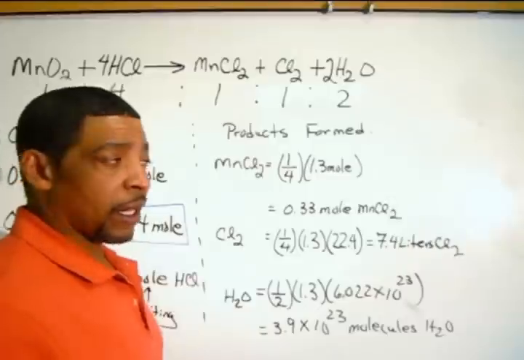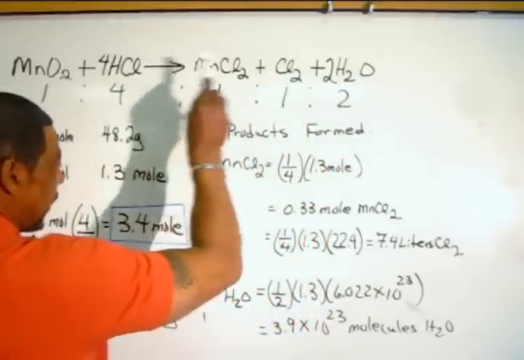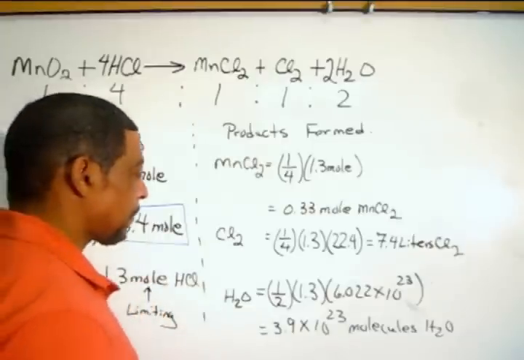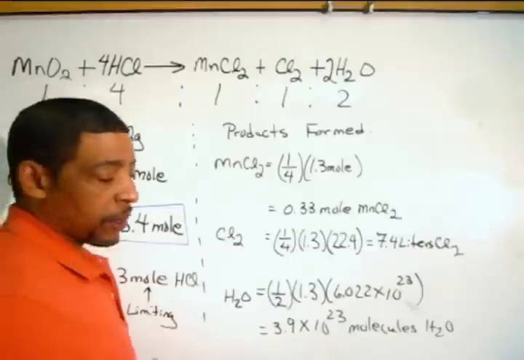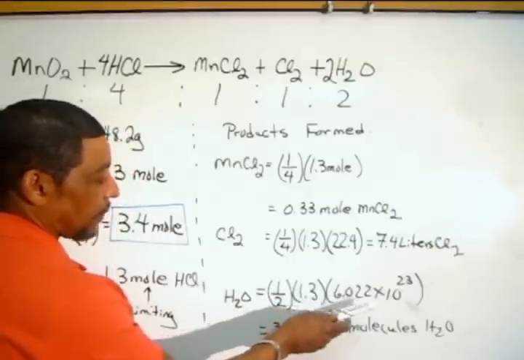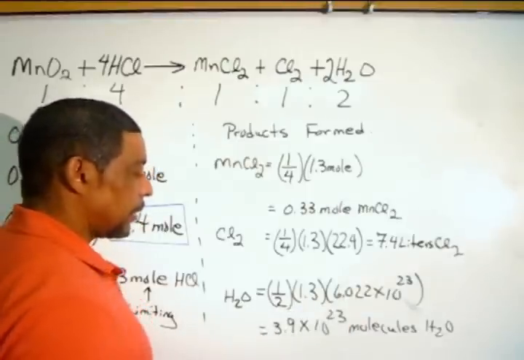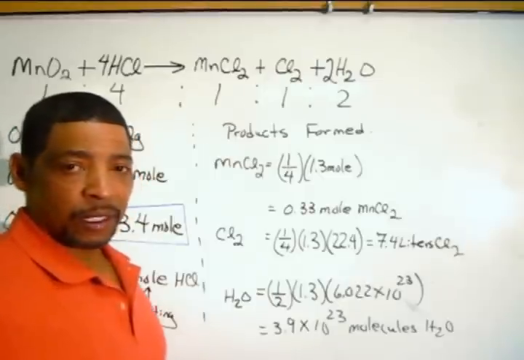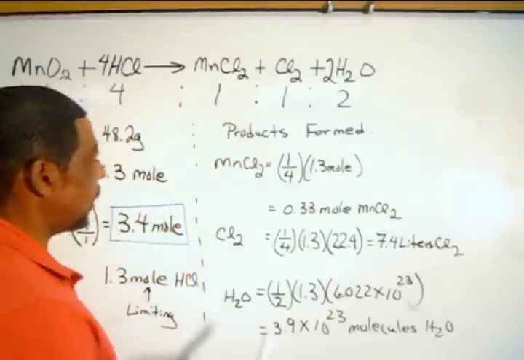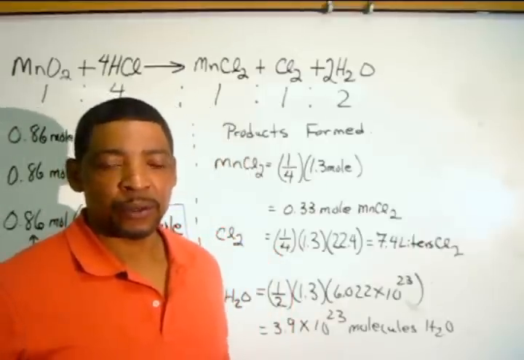To determine the number of molecules of water produced, divide 2 by 4 and then multiply the fraction by the amount of limiting reagent. 2 divided by 4 is equal to 1/2. So 1/2 times 1.3 times Avogadro's number is equal to 3.9 times 10 to the 23 molecules of water. Once the limiting reagent is known, then the amount of any product may be determined by using normal stoichiometric calculation.